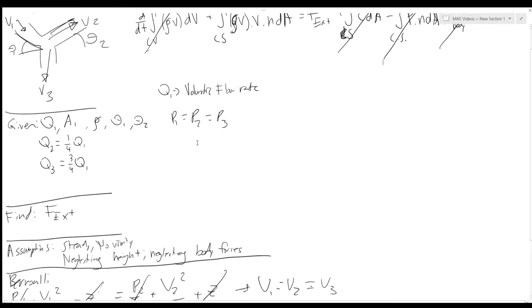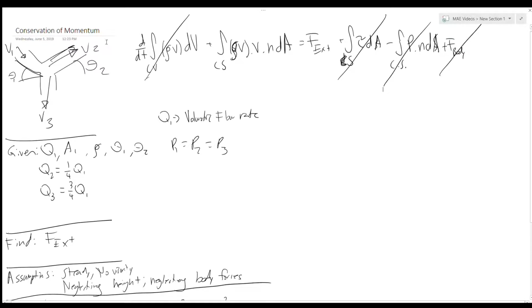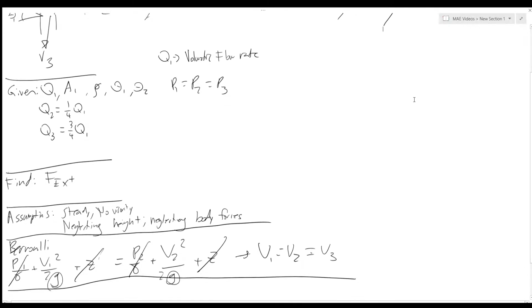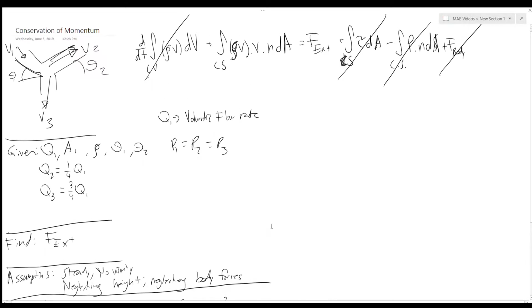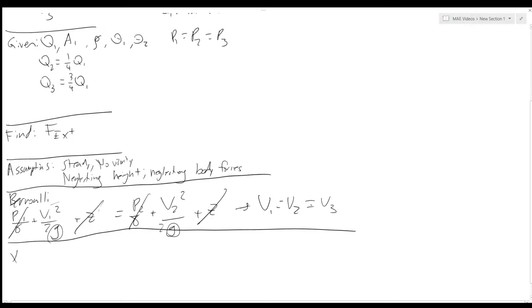Now our next step is to use Bernoulli's to figure out the relation between V1, V2, and V3. I have this written out already. You have the general Bernoulli's equation where the pressure terms and the height terms go away. In which case we just have V1 squared over 2g equals V2 squared over 2g, which shows that V1 equals V2. Through the same process, we can also prove that V3 is equal to V1 and V2. So that leaves us with the next step of writing out this equation in both the x direction and the y direction. We start with the x direction.